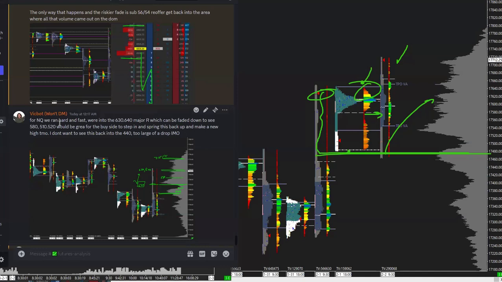So check this out. This is in our trading room in our Discord. This was last night. 630, 640 is a major resistance on Nasdaq that can be faded down. You can see where we fail on the overnight session, we drop from 630, 640 down to 480. We pretty much high tick this. Now, it can be faded down to see 580, 520, 510, those are the targets. And it would be great for the buy side to step back in and make a new high tomorrow, but I don't want this back into 440, for example.